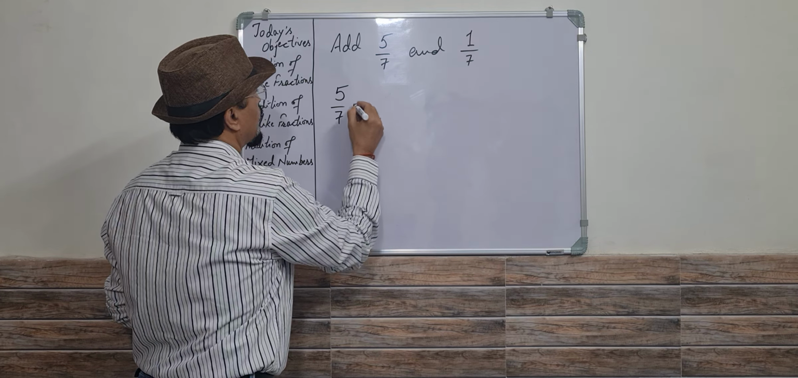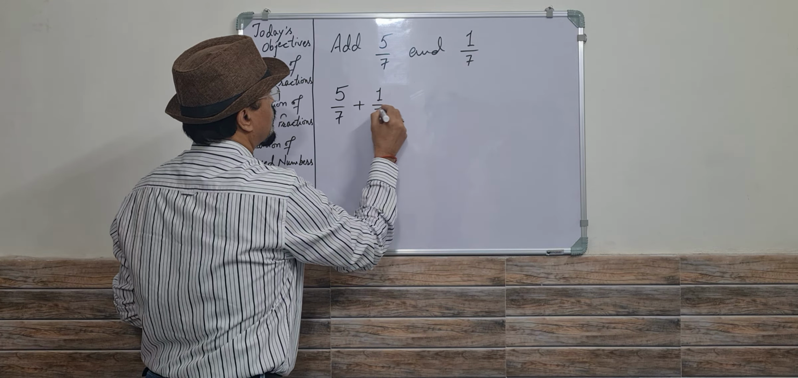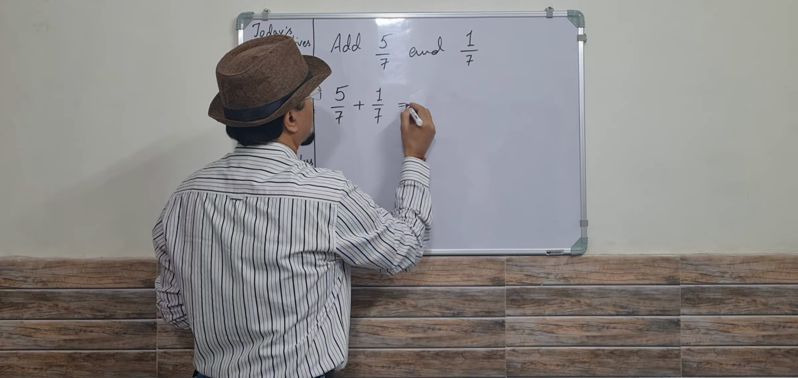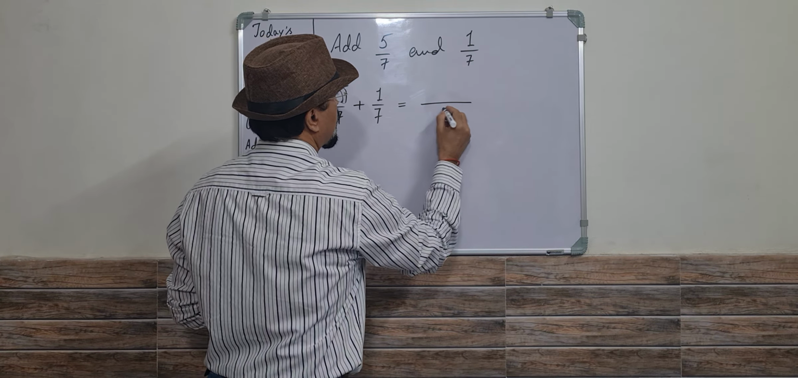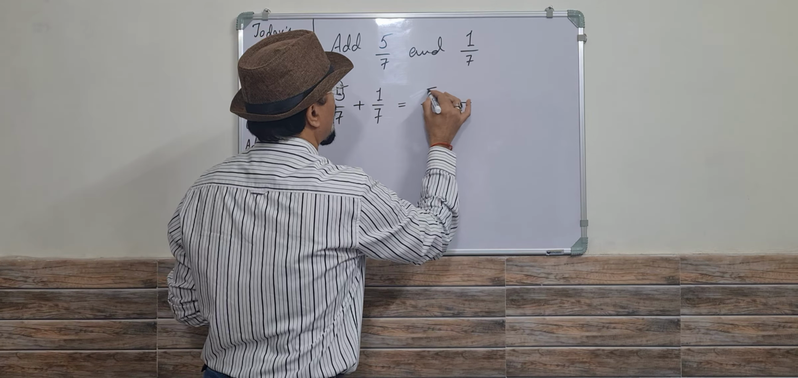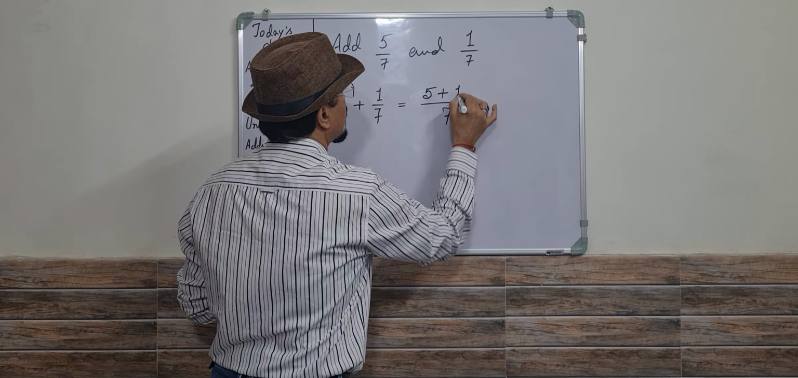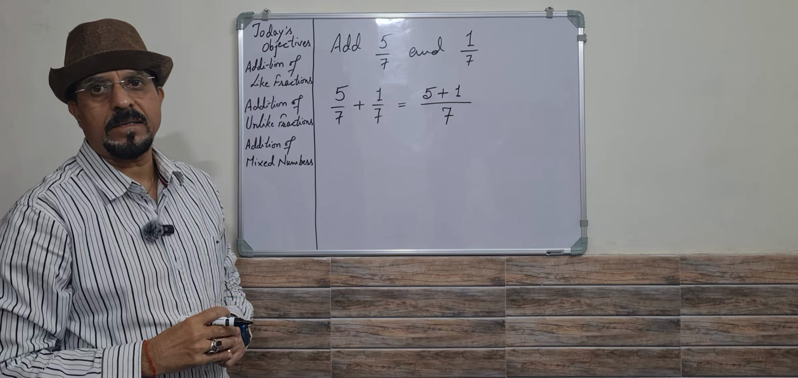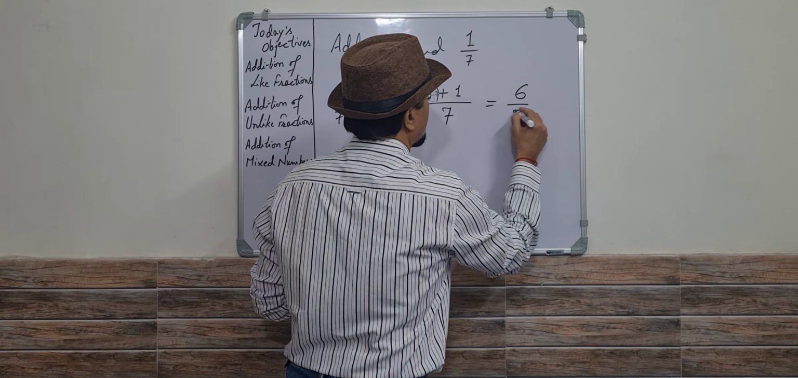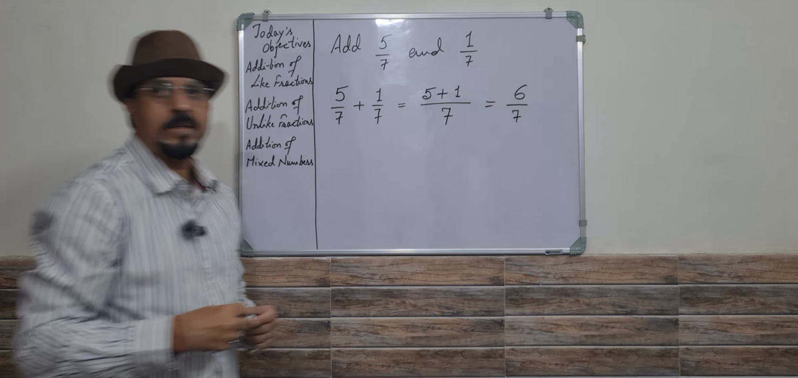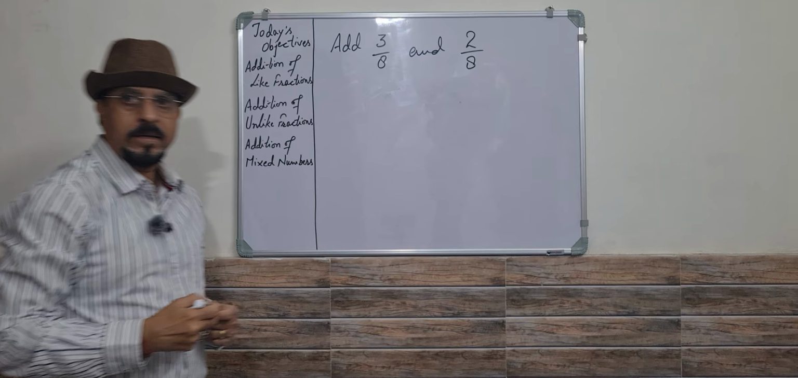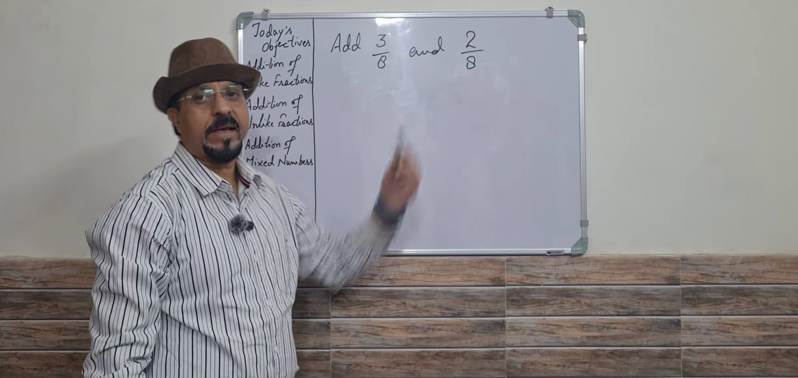5 by 7 plus 1 by 7. These two are like fractions. The method is we'll write the denominator once and then we'll add these two numerators like this, and so the answer would be 6 upon 7. Addition of like fractions.